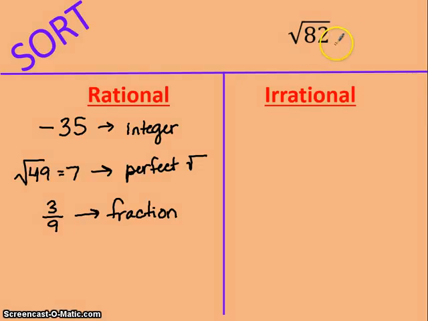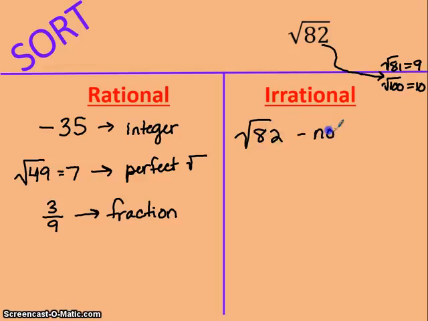The square root of 82. Is there any number that we can multiply by itself to get 82? If you're not sure, try them out. 5 times 5 is 25, 6 times 6 is 36, 7 times 7 is 49, we're getting closer, 8 times 8 is 64, 9 times 9 is 81, so the square root of 81 is 9, and 10 times 10 is 100, so the square root of 100 is 10. This falls in between these two whole numbers, so this is irrational because it's non-perfect. It's a non-perfect square root because it's between 9 and 10.